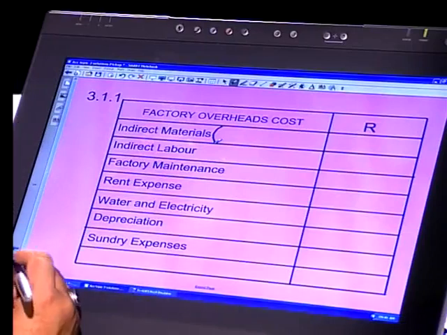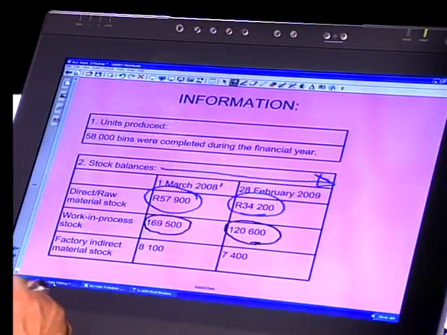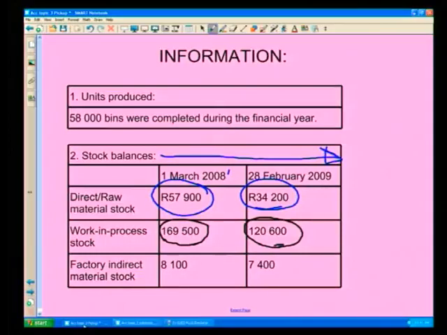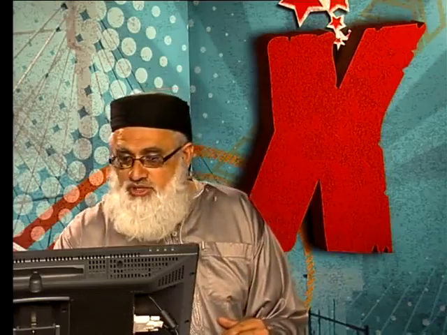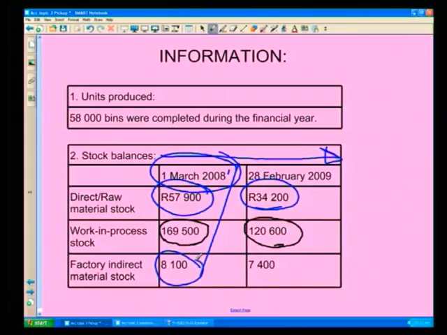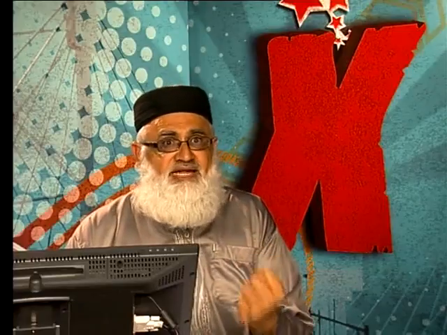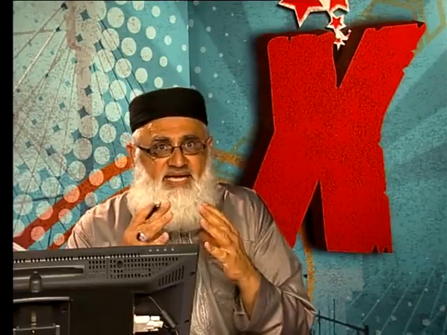Okay, first one, indirect materials. Now the first thing that I do is I open up a bracket. Why? Because it's going to involve a calculation, and then I go into my question and see, what have I got? Factory indirect materials, beginning of the year, guys. Remember the love arrow that we alluded to earlier on?